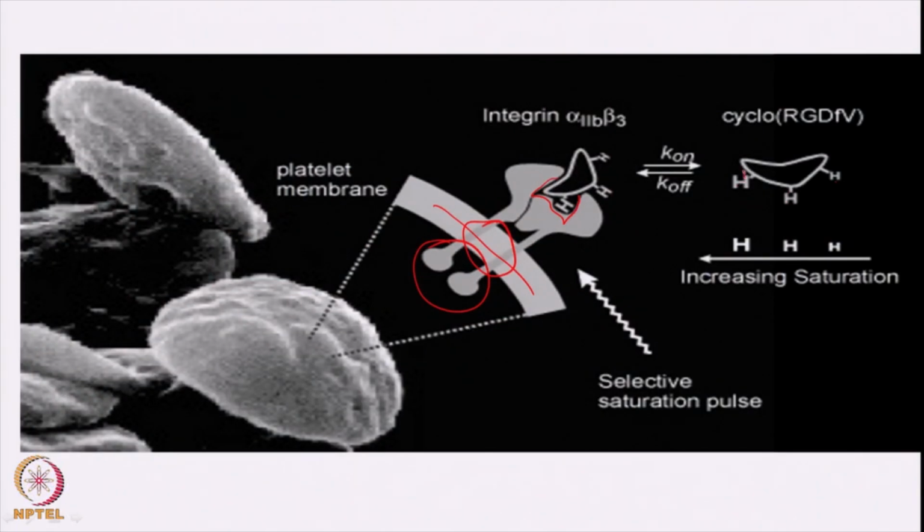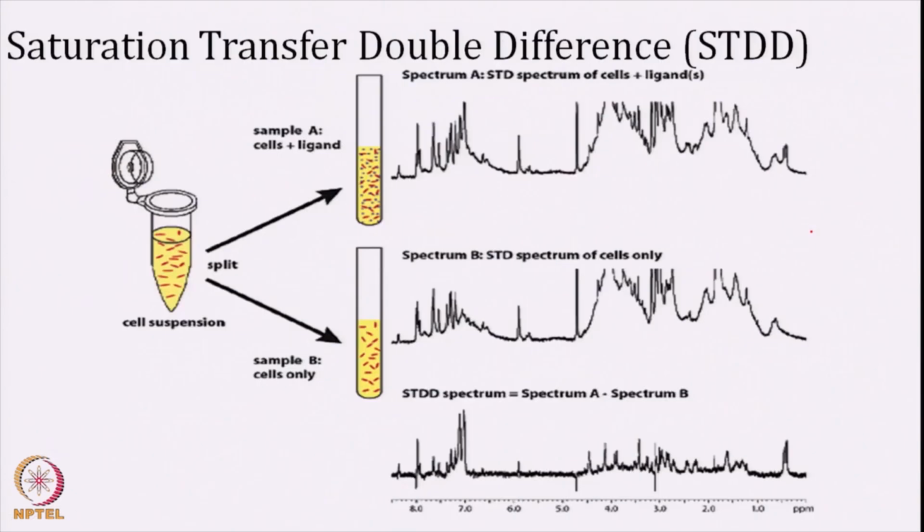If you increase this, this will be perturbed, this will be perturbed, but this will be less perturbed. If you further increase, all of them will be perturbed, and that is what you can find out: the protons or the epitopes which are closer to the binding site, and which are a little far from the binding site. Okay, so the experiment is simple.